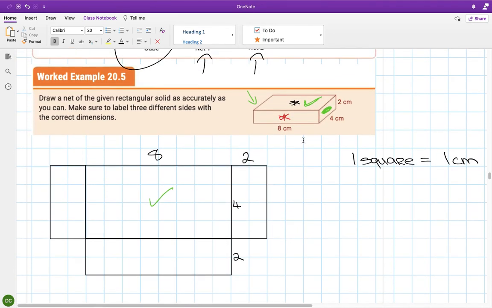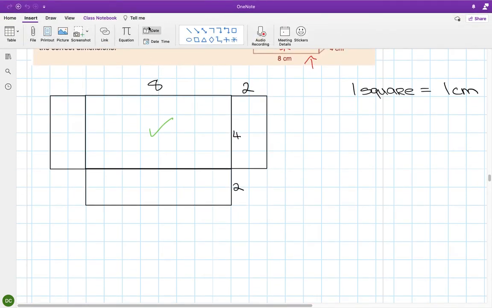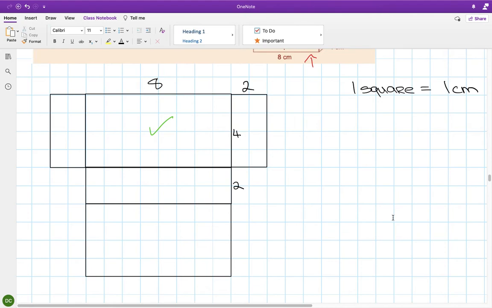Okay, so now the next bit of the shape is the underneath bit. Yeah, so like the bottom of the shape, which is the exact same size as the top. So it's going to be 8 by 4 again. So insert my rectangle and we'll go 8 across and 1, 2, 3, 4 down. Like that. Eight across and 4 down.